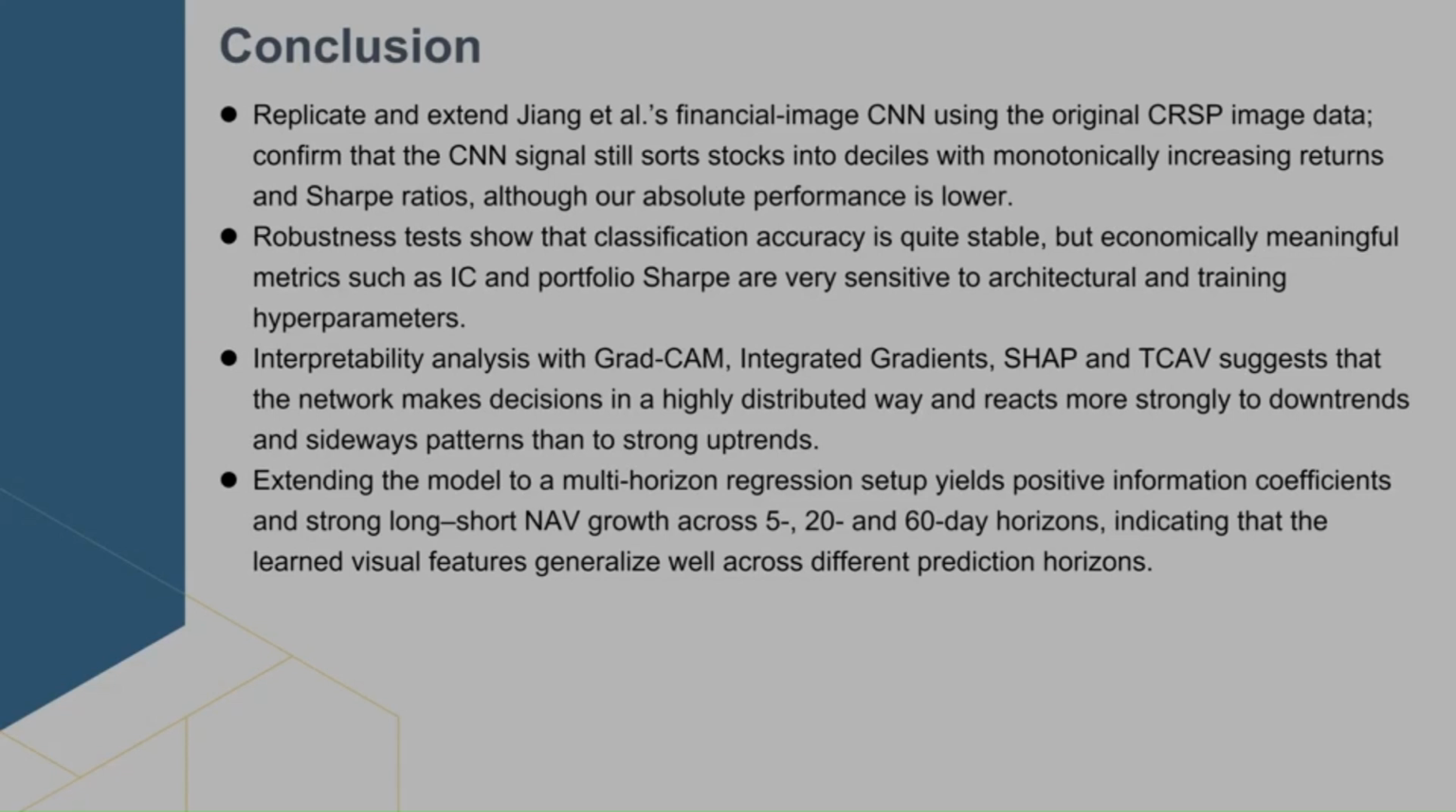And in conclusion, we replicated and extended Jiang et al.'s financial images CNN using the original CRSP images, which confirms that the CNN signal sorts stocks into deciles with monotonically increasing returns and Sharpe ratios, although our absolute performance is lower. Robustness tests show that classification accuracy is quite stable, but economically meaningful metrics such as IC and portfolio Sharpe are very sensitive to architecture and training hyperparameters.